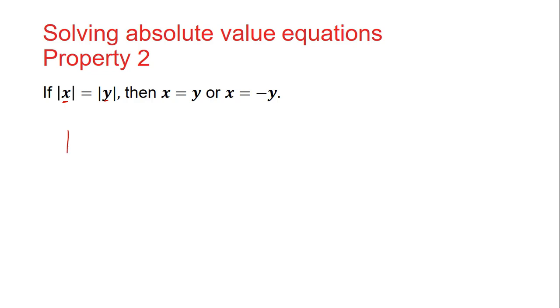Let's look at a specific example. Like absolute value of 3 is equal to the absolute value of 3, right? Because both of those values is 3. But it's also true that the absolute value of 3 is equal to the absolute value of -3, because both of those values is 3. So either the numbers inside the absolute value bars have to be the same, or they have to be opposite for that to be a true statement.